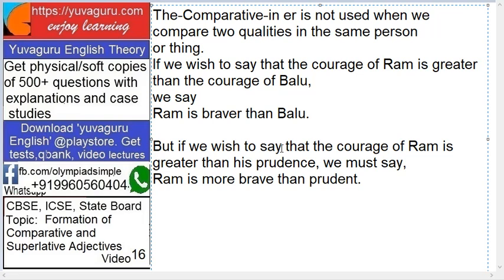Now if we wish to say that the courage of Ram is greater than his prudence, see this, the person is the same, and there are two qualities, courage and prudence. Is the condition satisfied? We compare two qualities in the same person or thing. So what do we say? Do we say that Ram is braver than prudent? Then "er" is not used. Then what do we say? We say Ram is more brave than prudent. So in that case "more" is used. Okay. So when comparing two qualities in the same person or same thing, you should use "more".